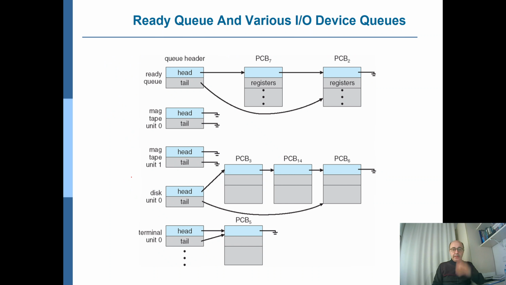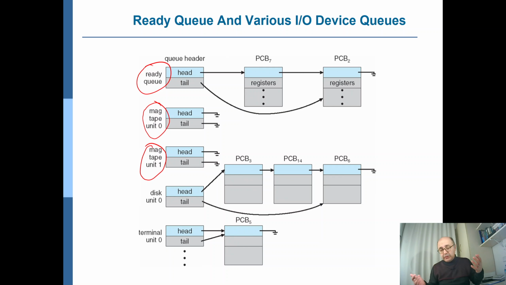So here we have an example demonstration. Here we have separate queues. We have the ready queue for the processes that are ready. Let me pick up the eraser to correct that. So we have the ready queue. We have the queue for the magnetic tape. Actually, in this example, we have two magnetic tapes. So since these are two separate devices, you need one queue for each.